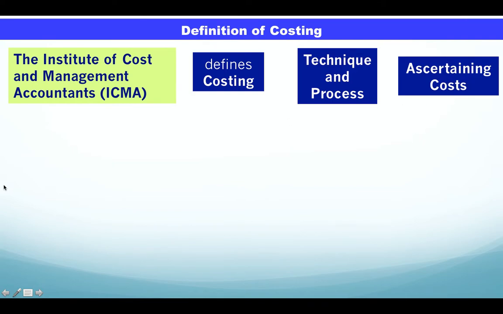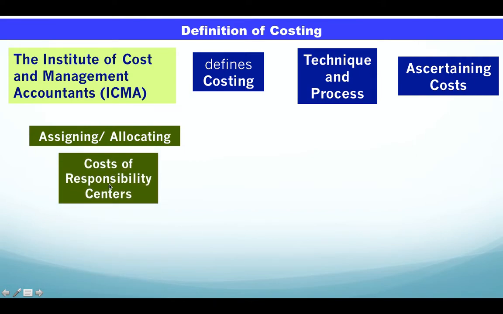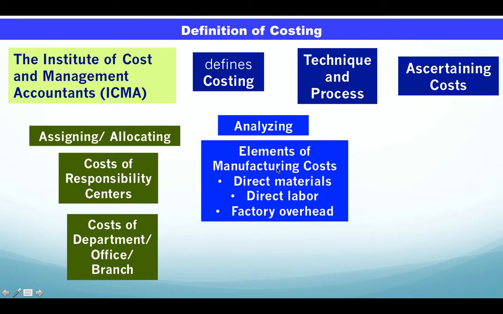When we speak of ascertaining cost, we mean assigning and/or allocating cost of responsibility centers. We will assign or allocate cost of responsibility centers, or we will assign a cost of department, office, or branch. That is one of the meanings of ascertaining cost. Another meaning of ascertaining cost is analyzing. Analyzing what? The elements of manufacturing cost.